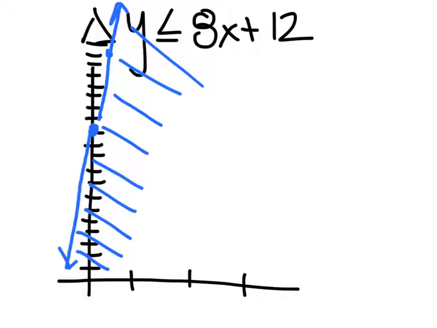So y-intercept is 12. This is a little challenging to draw, but we can do it. Y-intercept 12, and then I went up 8 over 1. It is a solid line, and we are shading below. Good work.